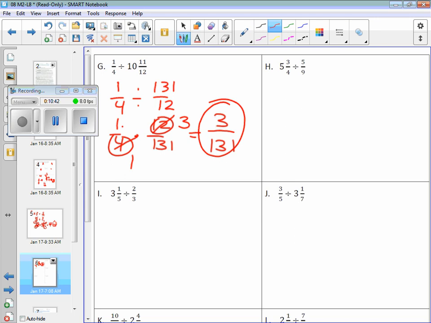If you choose to cross reduce, I must give you this one warning. If you cross reduce before keep change flip, everything will be wrong. You have to remember KCF first, then cross reduce.